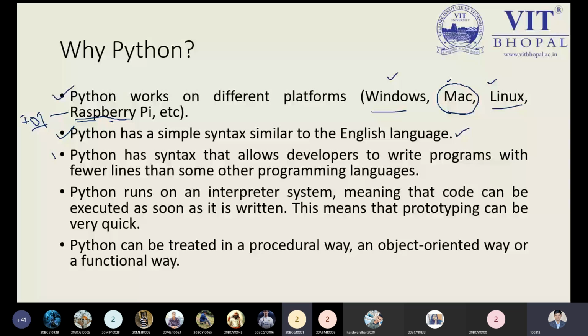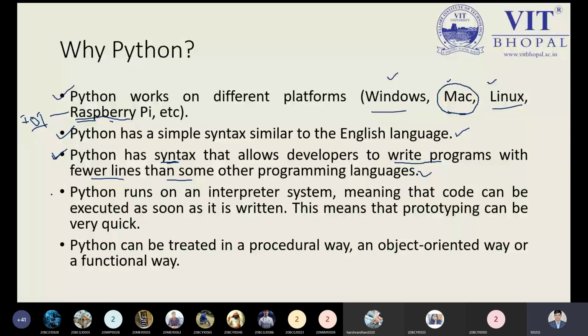Python has a syntax. Syntax means there are rules and regulations by which you have to write the code. Each and every programming language has its own structure for writing code, and that is known as syntax. It allows a developer to write a program with fewer lines than some other programming languages. In Python we write less code compared to languages like C, C++ and Java. So Python is much easier to write compared to other programming languages. This point should be clear to all.